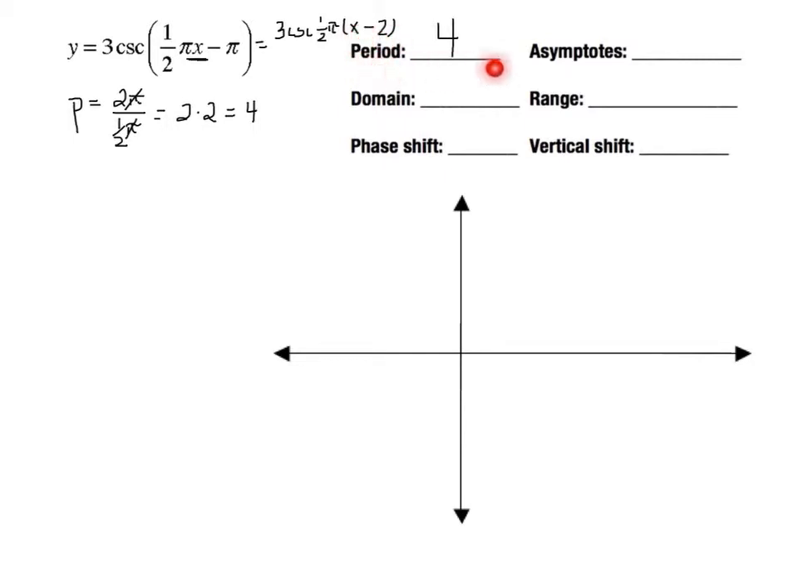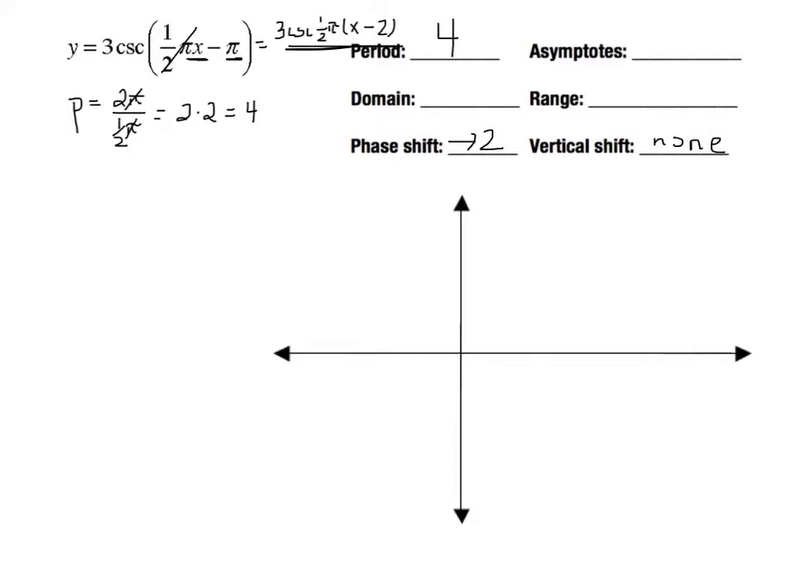which kind of makes sense with our period. So this is definitely different. So our phase shift is going to be right 2. And hopefully you can see that up here. Then you factor that 1/2 pi out. That 1/2 pi cancels right here, and then when you take pi divided by 1/2 pi, you get that -2. There is no vertical shift here, so we got none there.